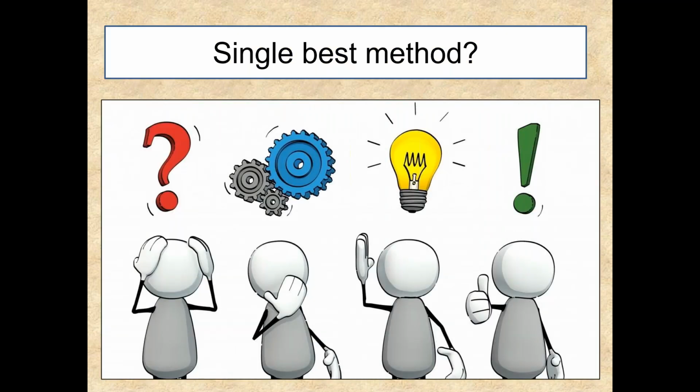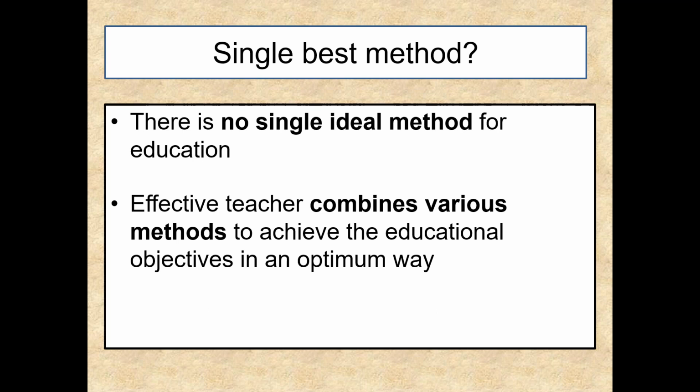Now, there comes the dilemma. So many methods, thousands of methods. So which one is the single best method? That is the biggest dilemma for every educator. And the answer is simple. There is no single ideal method for education, because an effective teacher combines various methods to achieve the educational objectives in an optimum way. So that is the skill of the teacher. We have to decide which method and how to choose.